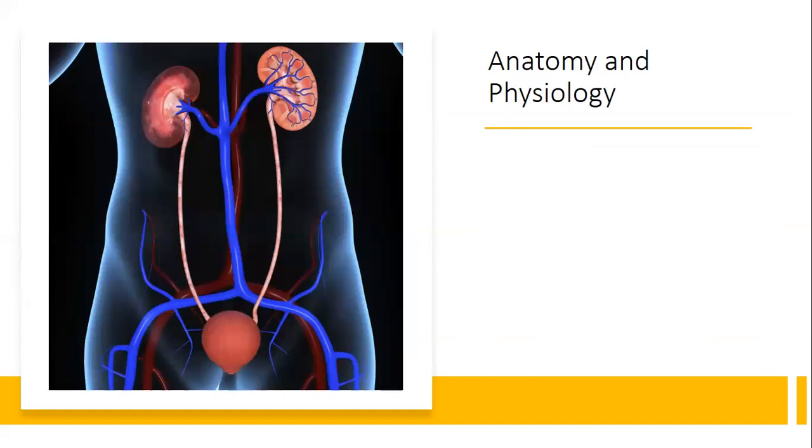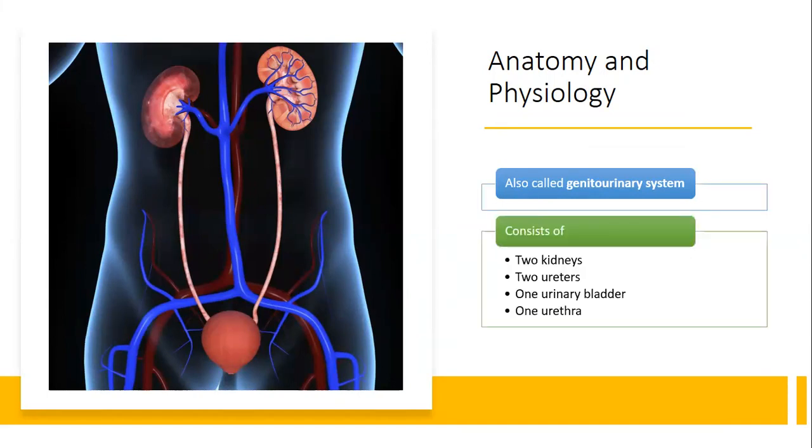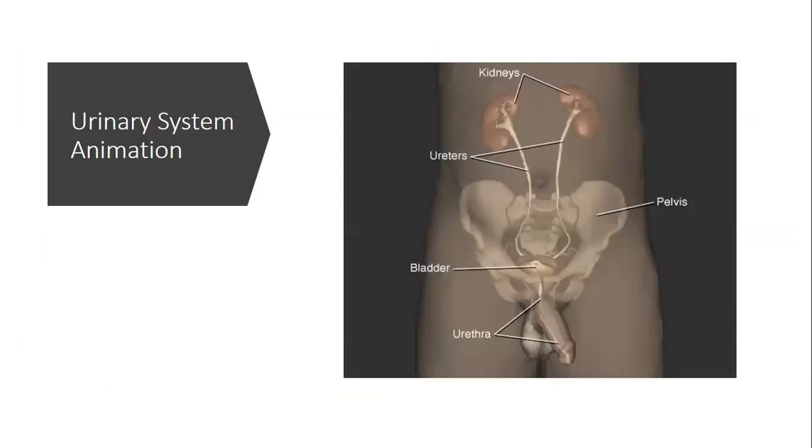Anatomy and physiology of the urinary system, also called genitourinary system. We add in the male the testicle and the penis and the vas deferens and the prostate to the urinary system, called genitourinary system in the male. It consists of, like we said before, 2 kidneys, 2 ureters, 1 urinary bladder, and 1 urethra. Like in the photo, urinary system consists of 2 kidneys, 2 ureters, bladder, and the urethra.